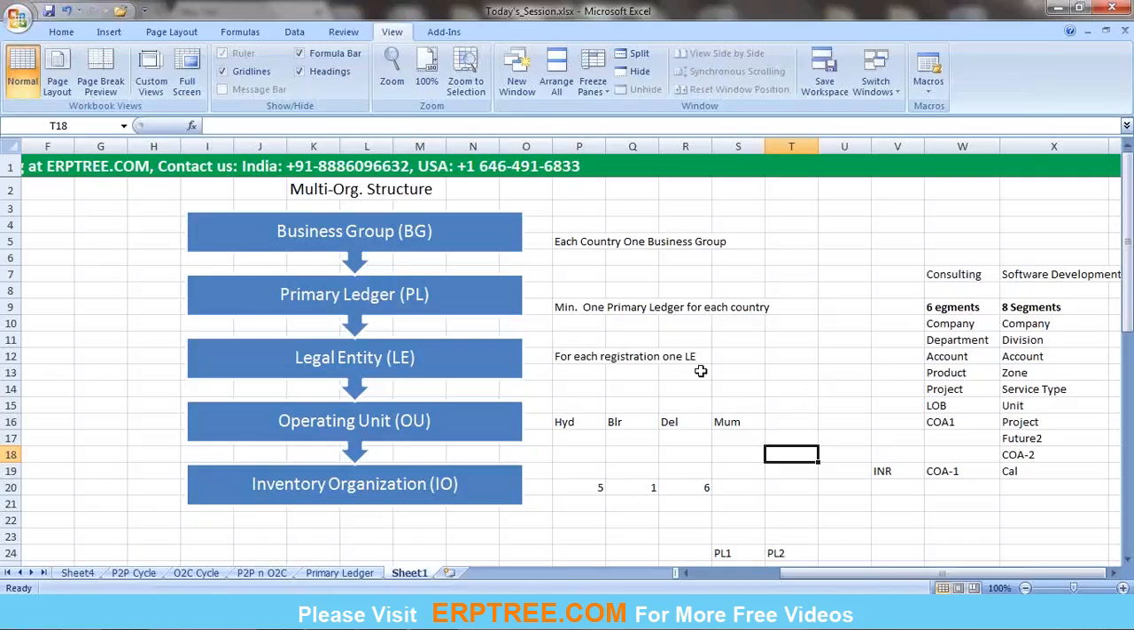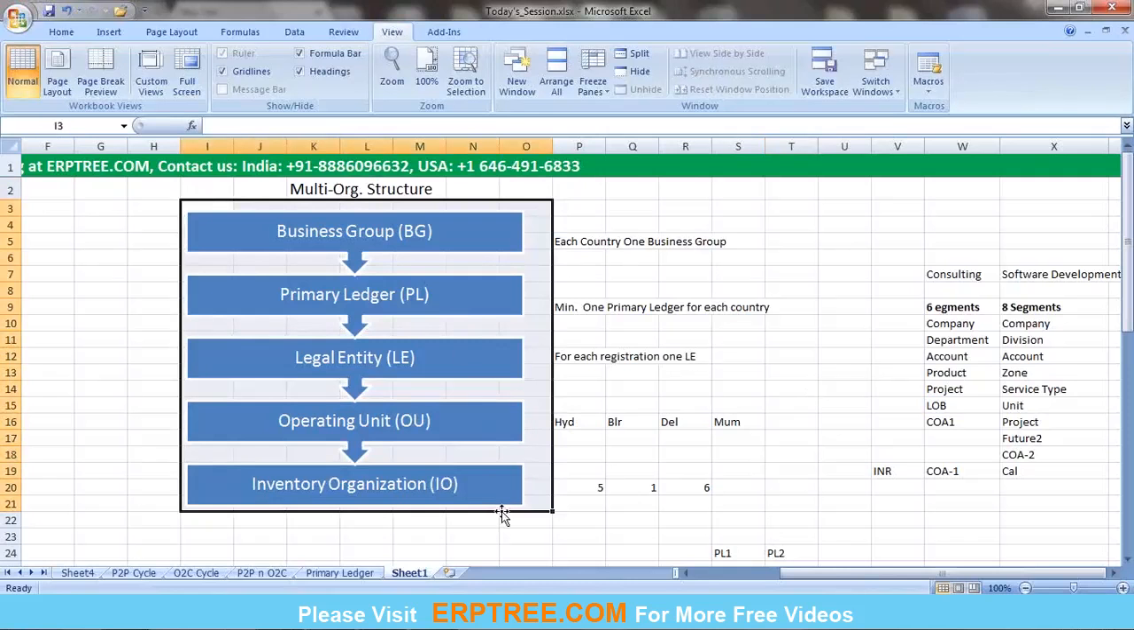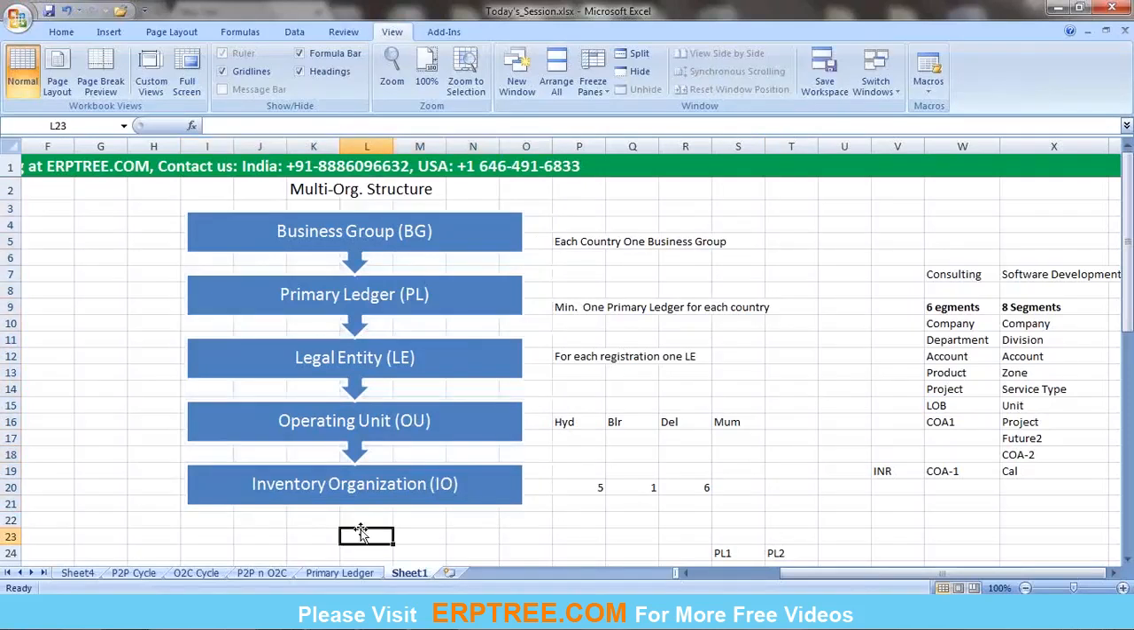So after that, we discussed multi-org structure. Whatever you could see here, this would be the standard multi-org structure. In the top level, we'll have a business group, BG we call, and primary ledger. Under primary ledger, we'll have a legal entity. Under legal entity, operating unit. Under operating unit, we'll have inventory organizations.